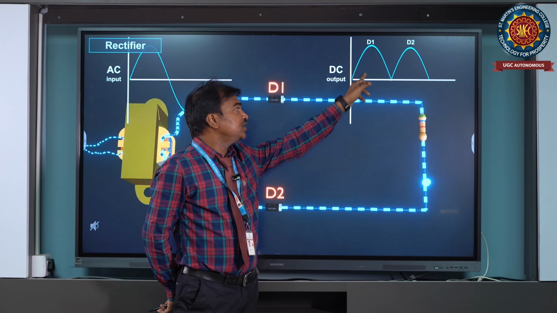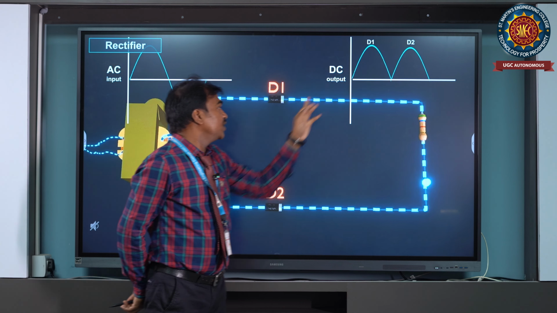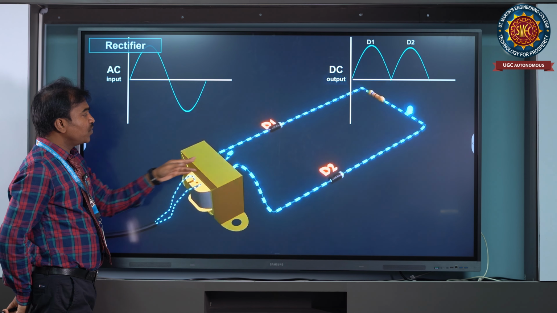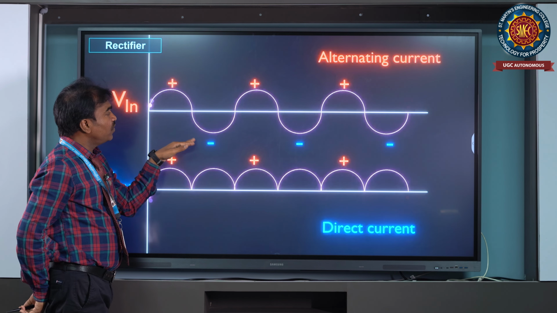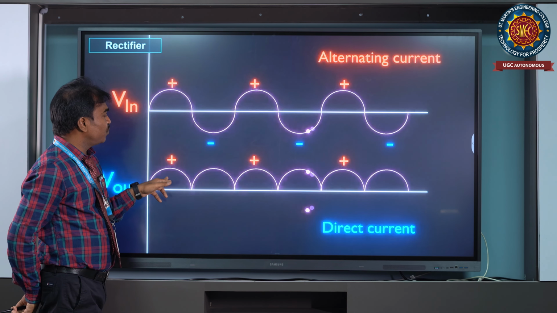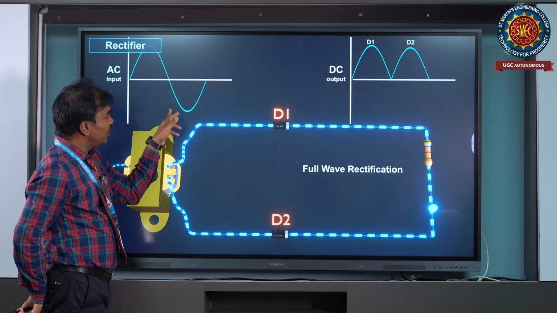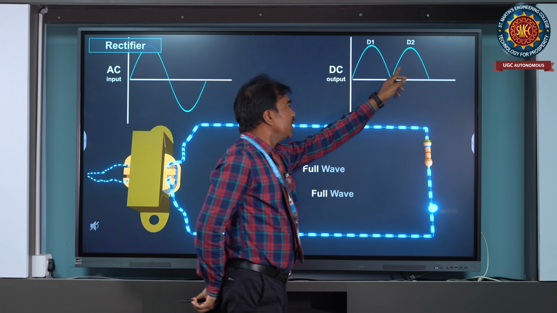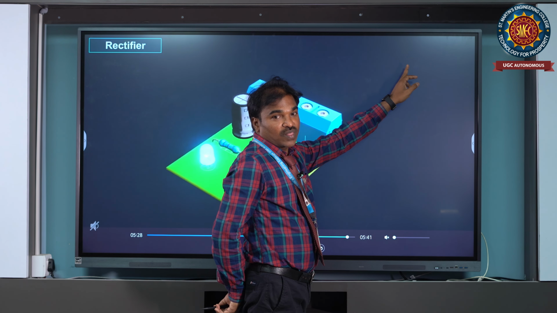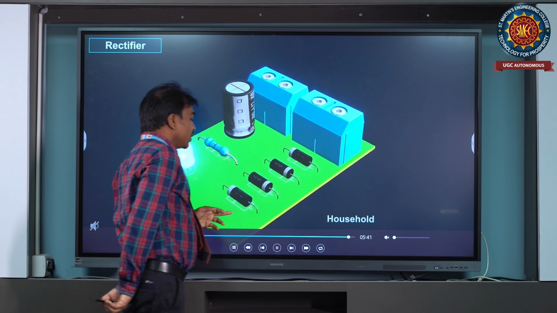Totally, complete is nothing but a full cycle. Transformer, diode D1 and diode D2. In the positive going pulse, diode D1 will be on. In the negative going pulse, diode D2 will be on. So this is the output of the full wave rectifier.